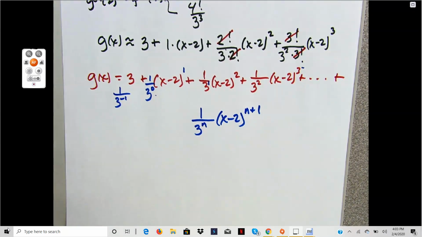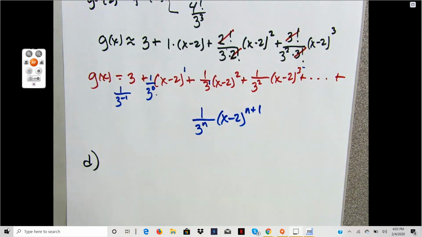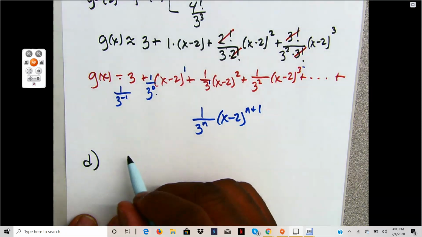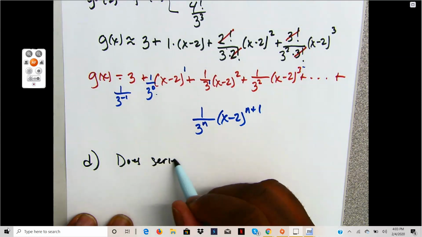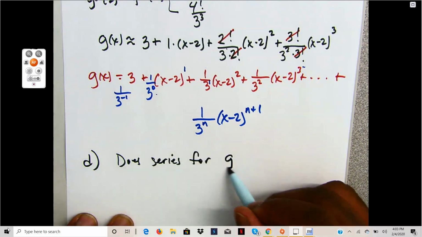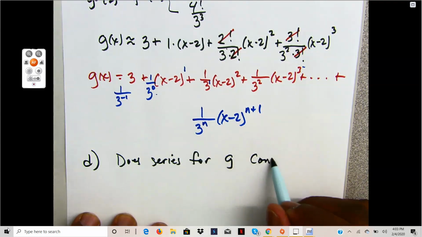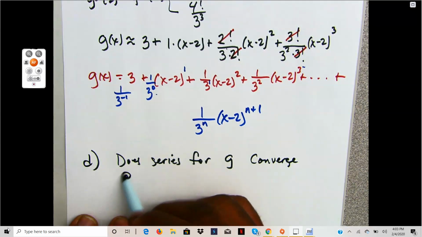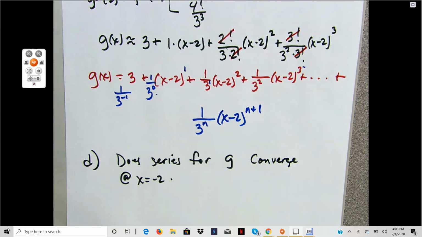So part D says, does the Taylor series for G, as defined in part C, converge at x equal negative 2? Give a reason for your answer. So we want to know, does the series for G converge at x equal negative 2?